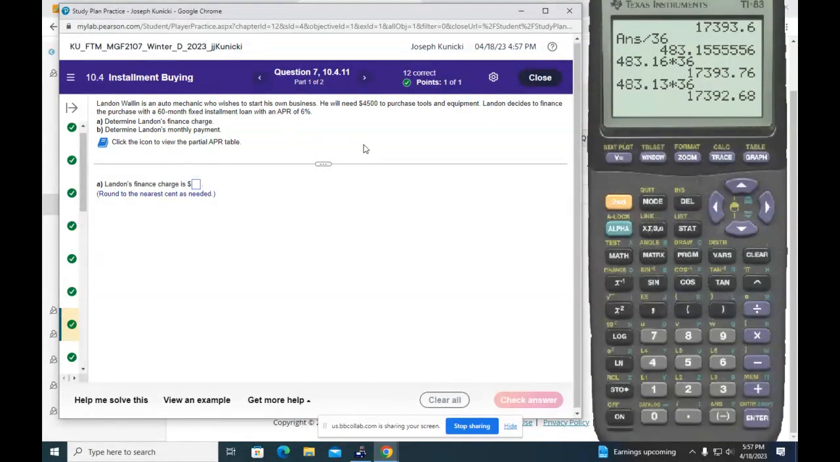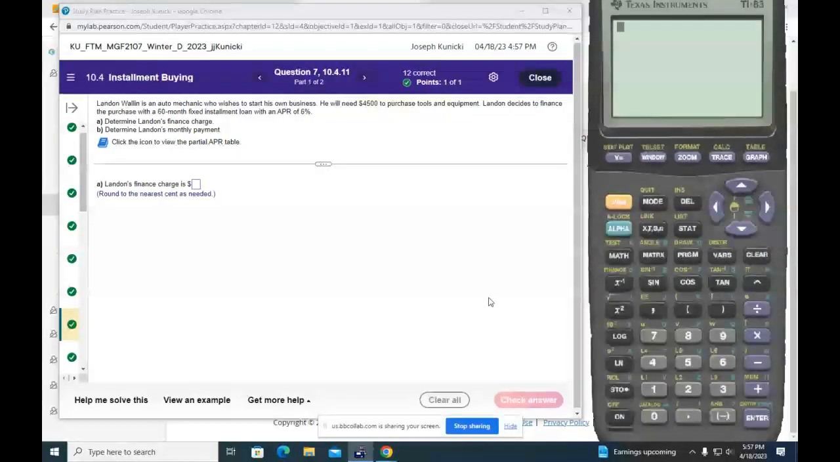Landon Wallen is an auto mechanic who wishes to start his own business. He will need $4,500 to purchase tools and equipment. He decides to finance a 60-month fixed installment loan with a 6% APR. Okay, so I'll do the formula again first, so you can see, and then I won't input it, just to show you, see if it's different or not.